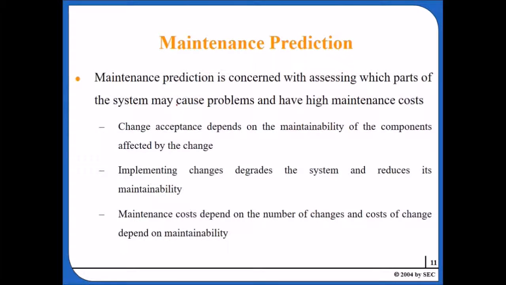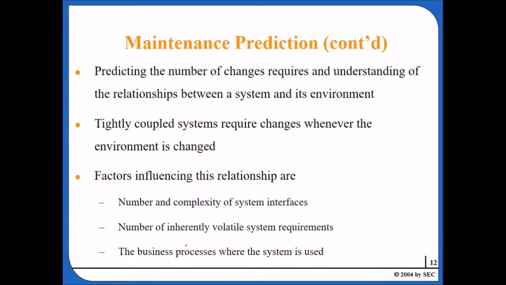Maintenance prediction is also there. Maintenance prediction is concerned with assessing which parts of the system may cause problems and have high maintenance cost. Change acceptance depends on the maintainability of the components affected by the change, and implementing a change degrades the system and reduces its maintainability. Maintenance costs depend on the number of changes and the cost of changes, which again depend on the maintainability. So predicting the number of changes requires an understanding of the relationship between your system and the outside environment. Tightly coupled systems require changes whenever the environment is changed. So, we need loosely coupled systems.